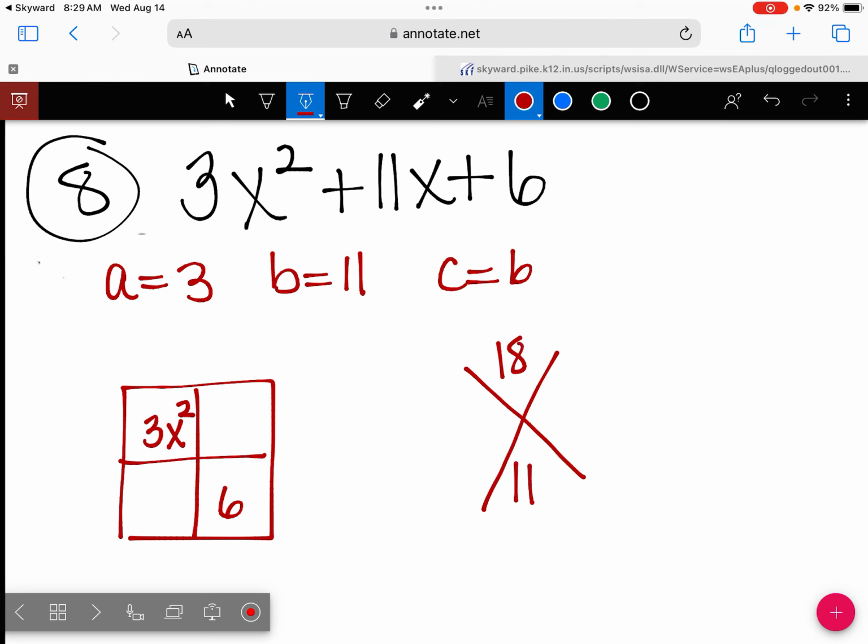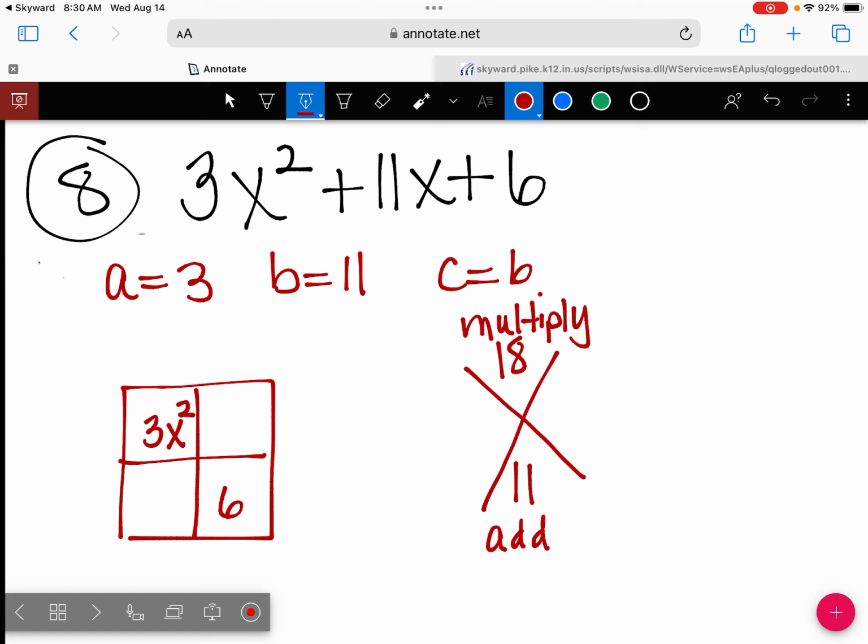Don't say it out loud. See if you can figure out our two numbers that multiply to 18 but add to 11. And just give me a thumbs up. I'm not gonna call on you unless you want to give me the numbers, but I just need to see how many of you are able to find these numbers. So who knows the numbers that multiply to 18 and add to 11?